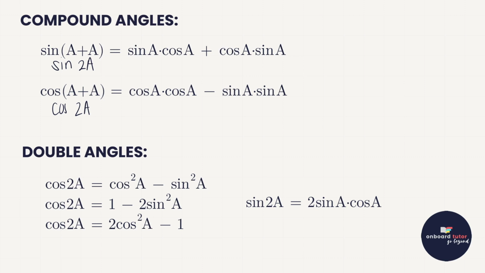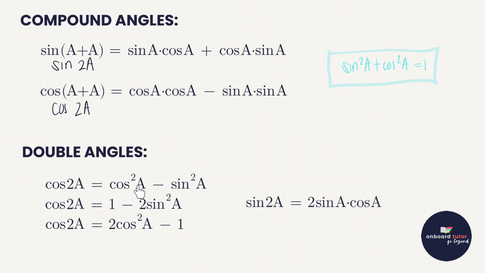Cos, on the other hand, brings us a couple of options. The first and most obvious one here is cos a times cos a is cos squared a, and sine a times sine a is sine squared a. But then, if you remember back to that fundamental identity that we learned in grade 10, sine squared plus cos squared is always equal to 1. And so what they've done is they've taken this fundamental identity and substituted it out. That's why we've got so many options here to work with when it comes to the cos double angle.